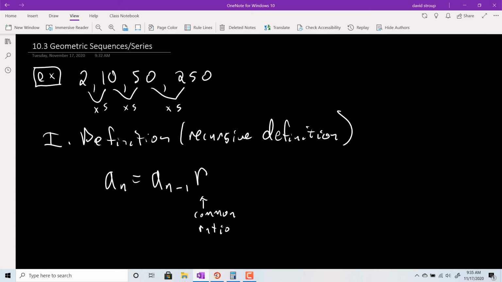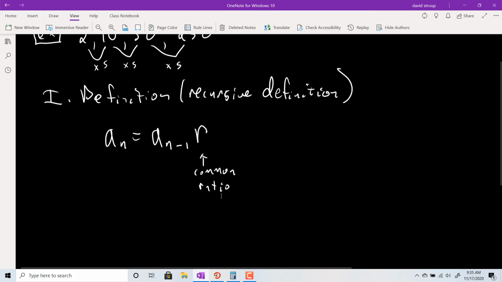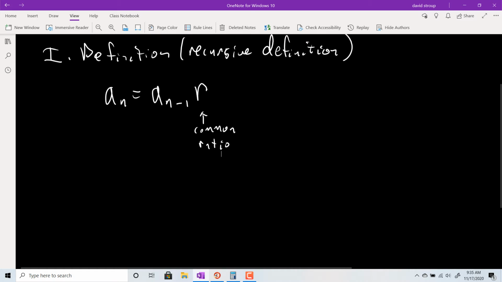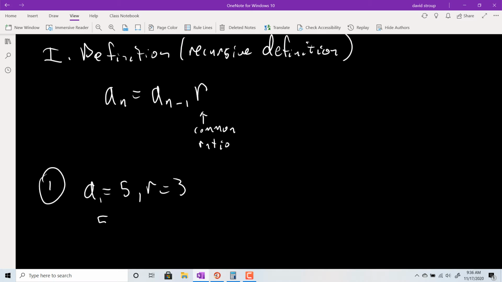Okay. So you get to the next term just by multiplying the previous term by some number. And that number could be anything you want. So let's take a look at building some of these. So they give us a sub 1 is 5 and r is 3. Okay, so you start with 5, multiply by 3, 15, multiply by 3, 45, multiply by 3, 135.